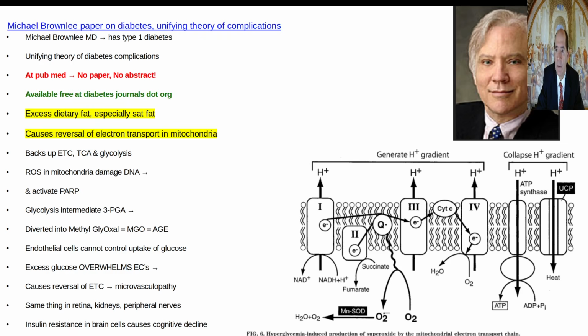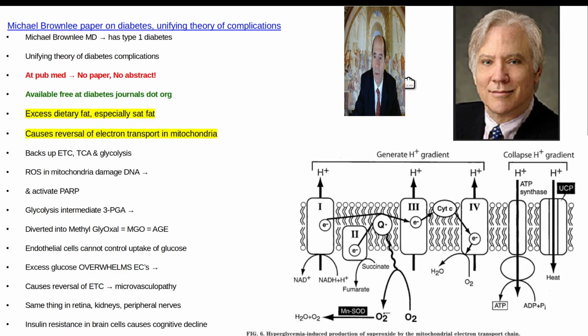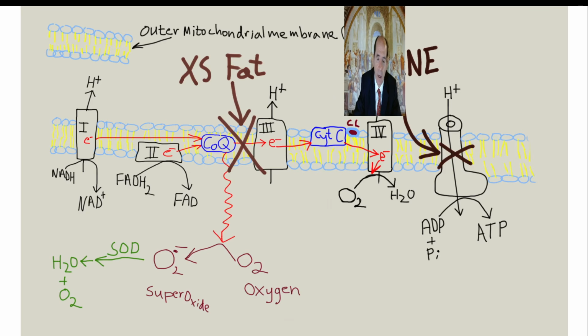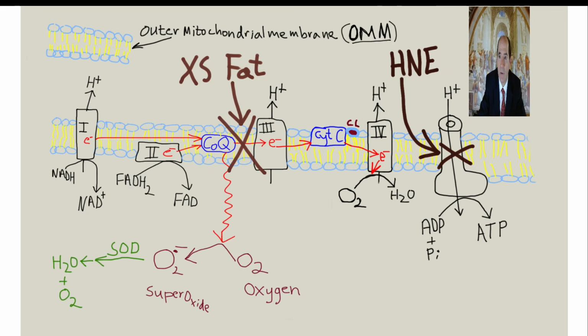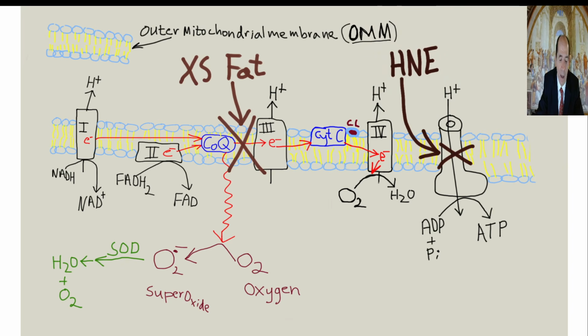This is Michael Brownlee. He's a genius who figured out that high-fat diets cause type 2 diabetes. Sat fat is the worst one. It'll end up causing overnutrition that'll inhibit the intermitochondrial matrix electron transport. Okay, so high-fat diets are bad for mitochondria. That's an important thing to know. And when you block this mitochondrial function, you increase the risk of getting cancer, and it's even worse than what I'm telling you. Here's why it's worse.